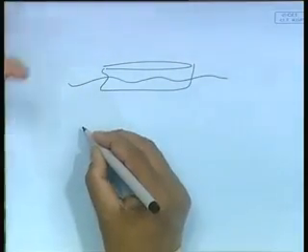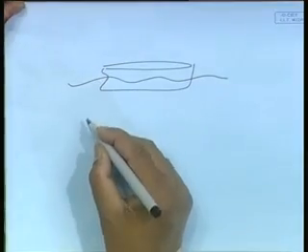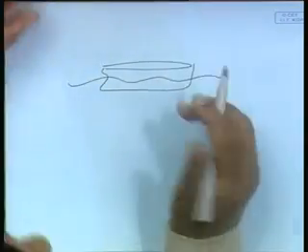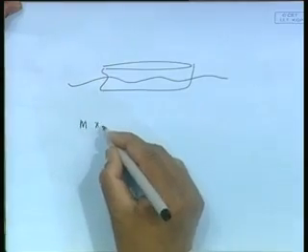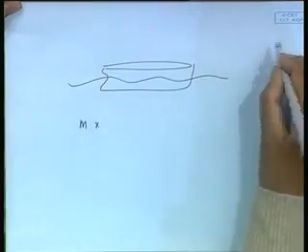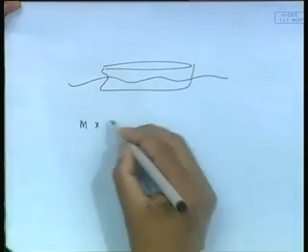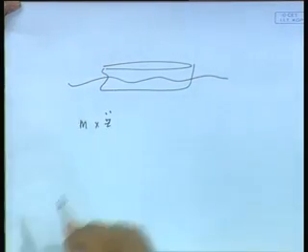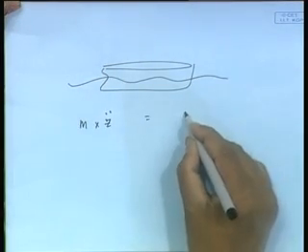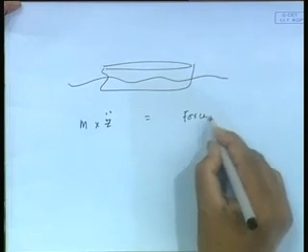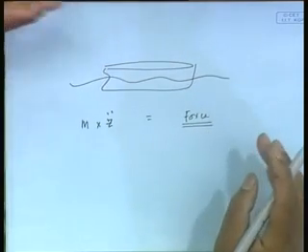See, Newton has said many years back, and it is all Newtonian mechanics, that mass into acceleration is equal to force. So we have mass into, let me take heave as an example, z or something, acceleration, equal to, what is this force? Now everything is because of this force coming. Now you see this force.